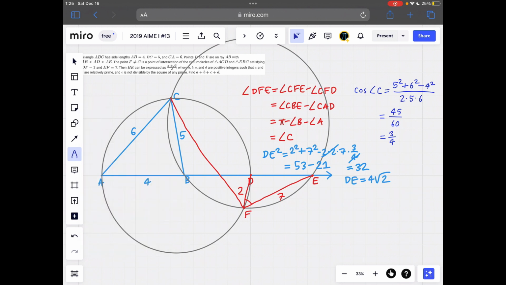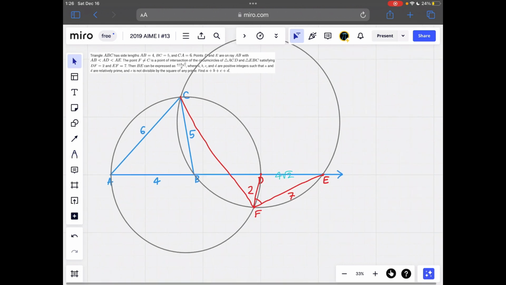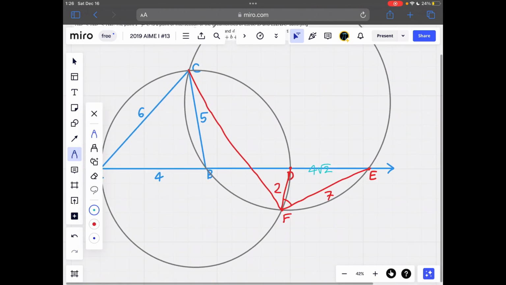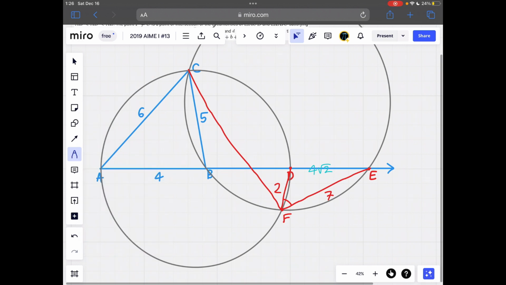We can write this here. We are interested in finding the length of BE, not DE. And to do that, we need the length of BD. And to find the length of BD, I suggest we label a new point here. Let's call it point X. It's going to be the intersection of CF and AE. Let's call that point X.